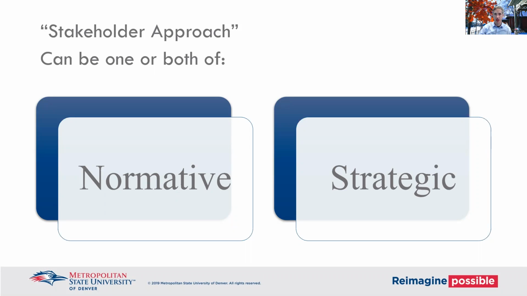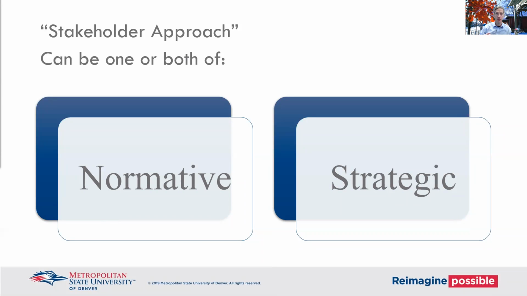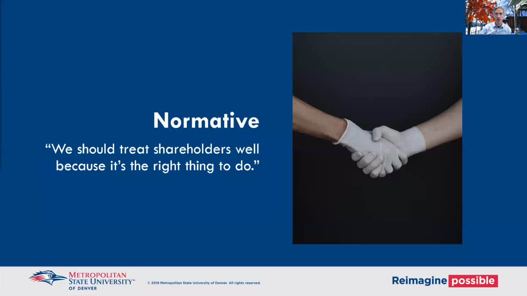So let me put a little bit of that more explicitly up on the screen here. For normative, we might mean something like we should treat stakeholders well because it's the right thing to do.